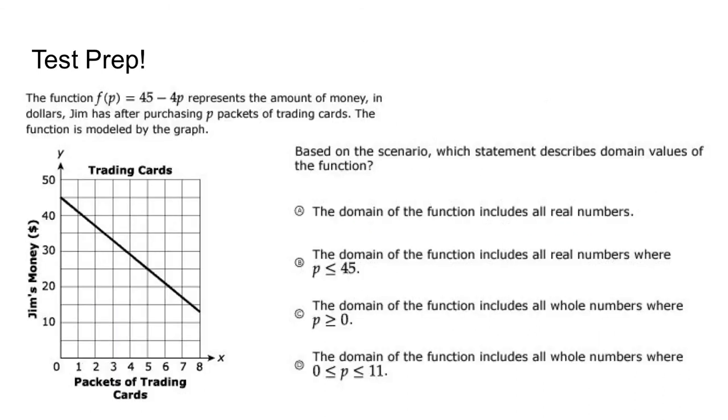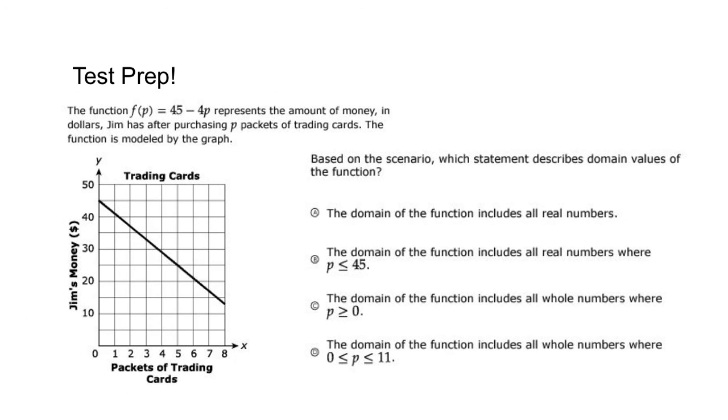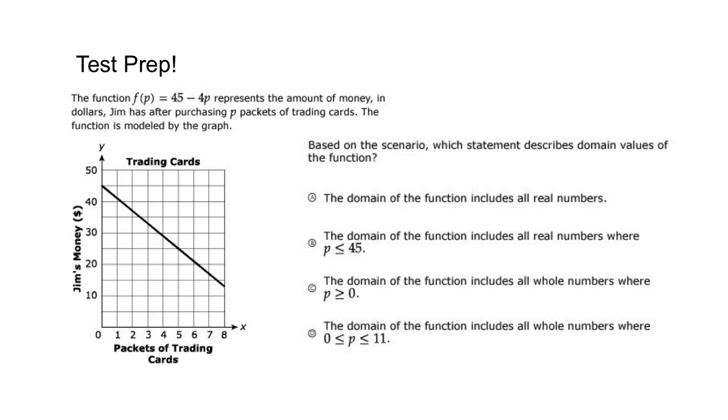And then this last question. So they give us a graph of this, but they say the function f of p equals 45 minus 4p represents the amount of money in dollars Jim has after purchasing p packs of trading cards. The function is modeled by the graph. And so we can see in this graph that it starts at 45 and it decreases as time goes on as he's purchasing more packs of trading cards.